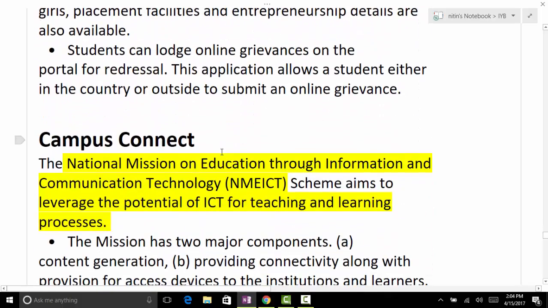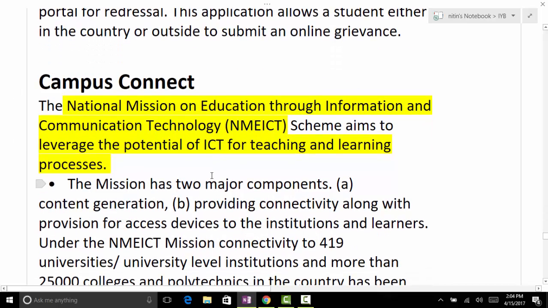Then Campus Connect. This ICT driven initiative leverages the potential of ICT for the teaching and learning process. Just remember this objective, what the objective of Campus Connect is. Because once you connect the campus with ICT, it helps in leveraging the potential of both teaching and learning. Simple connection it is. So in Campus Connect, what will they do? Full internet connection, everything would be there.